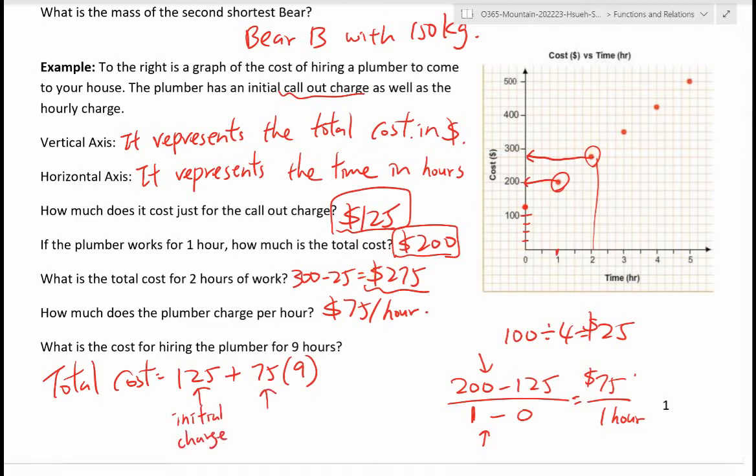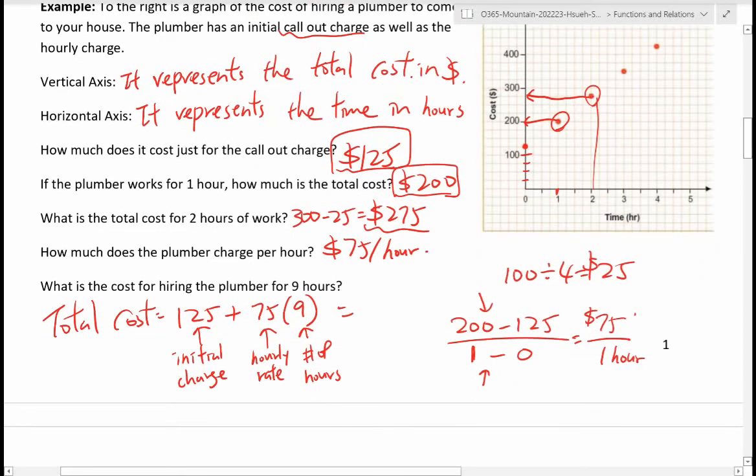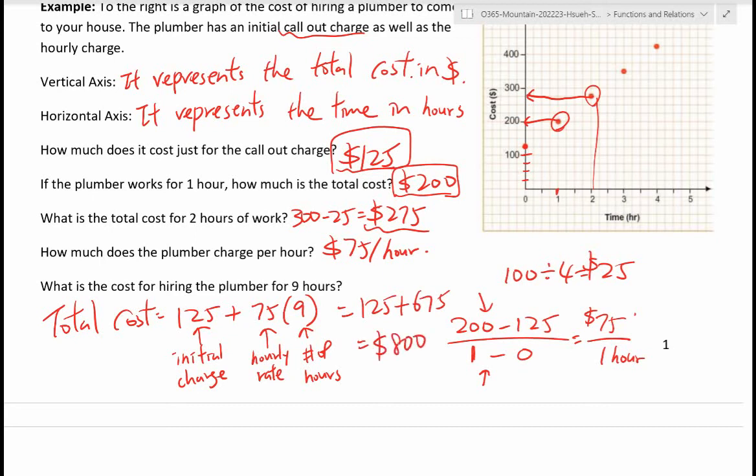This is the hourly rate, and this is the number of hours. So this will tell you the total cost. Okay, so then let me see here. That's 125 plus 75 times 9 is, what is this? 675. Added together, it is going to be $800 for 9 hours of work.